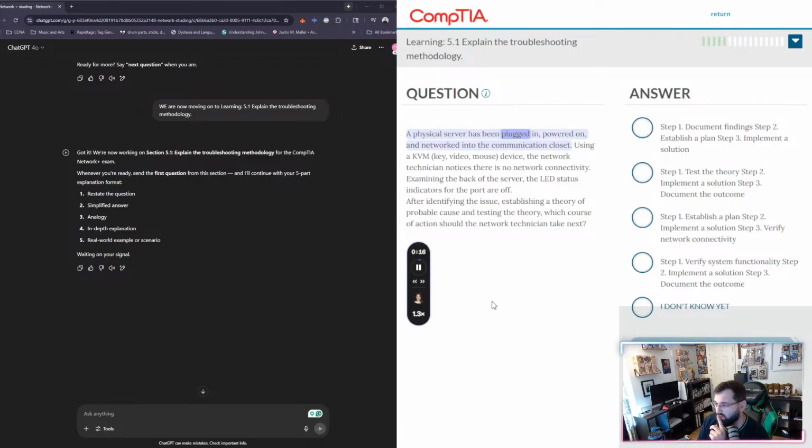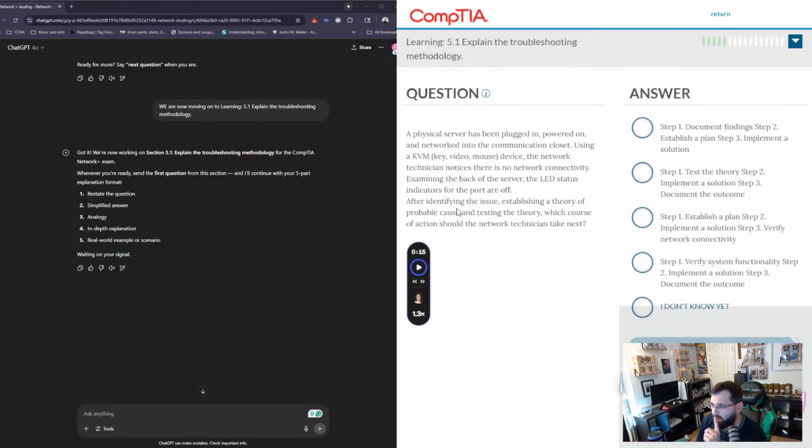Physical server has been plugged in, powered on, and networked into the communication closet. Using a KVM keyboard video mouse device, the network technician notices there is no network connectivity. Examining the back of the server, the LED status indicators for the port are off. After identifying the issue, establishing a theory of probable cause, and testing the theory, which course of action should the network technician take next?